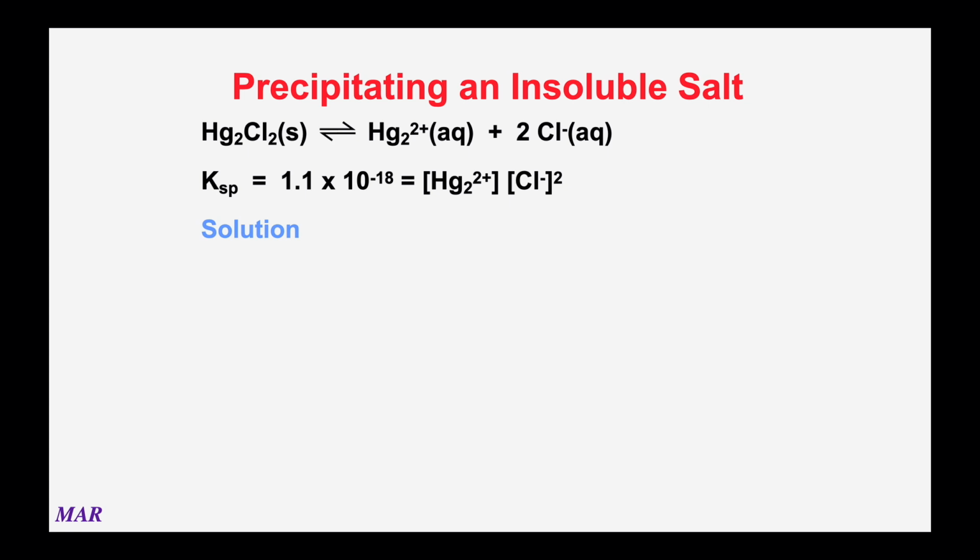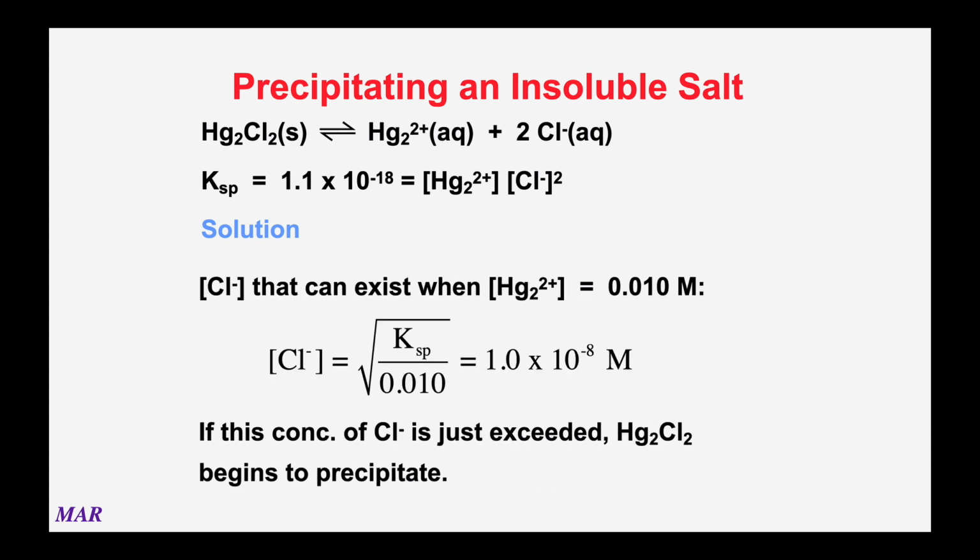Going back to my plug and chug equation, the Ksp, 1.1 times 10 to the minus 18th, equals 0.010 times chloride ion squared. So we want to solve for chloride. That's literally all we do. So chloride squared is going to equal Ksp divided by the mercury, 0.010. To get rid of the squared, we'll take the square root of both sides. So Ksp, 1.1 times 10 to the minus 18th, divided by 0.010, and square root of all of that, 1.0 times 10 to the minus 8th moles per liter.